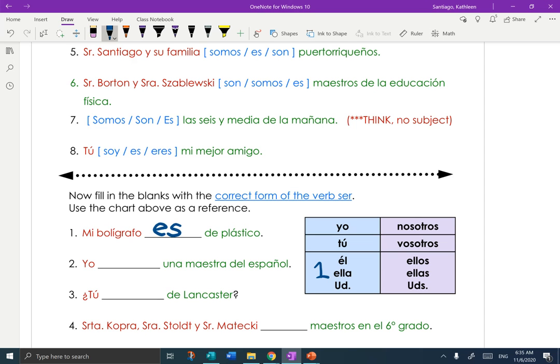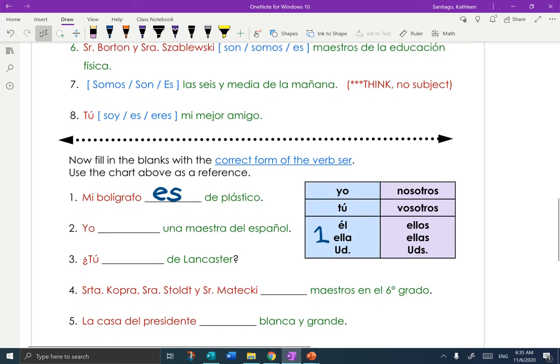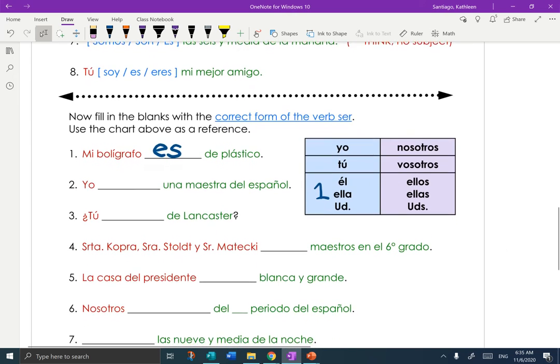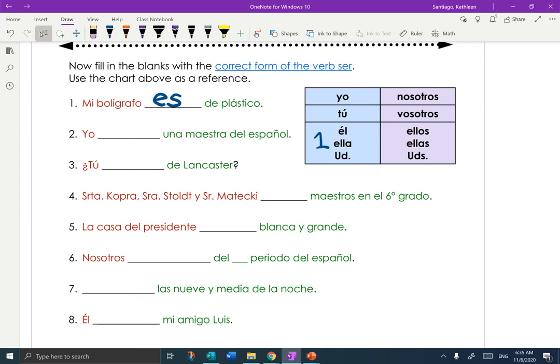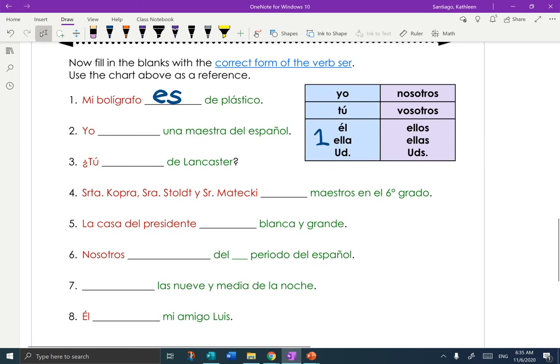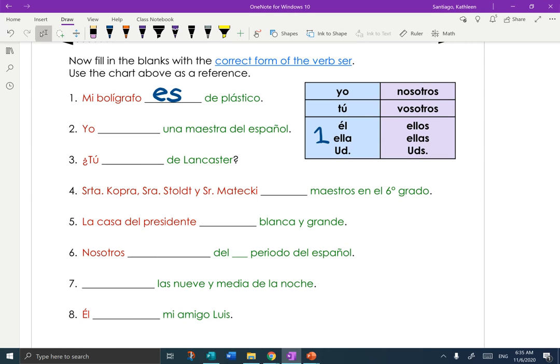So you need to go through, think about the subjects, and figure out which form of the verb ser matches what is in red. So it's yo, number 2. 3 is tú. 4 is Señorita Copra, Señora Stolt, y Señor Mateki. I'm going to give you a hint on that one. How many people are they? 2 or more. So you're going to take the verb from that box. La casa del presidente, so the house of the president.